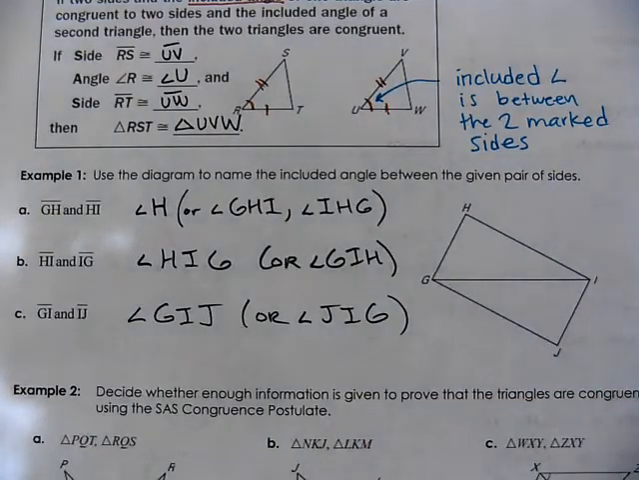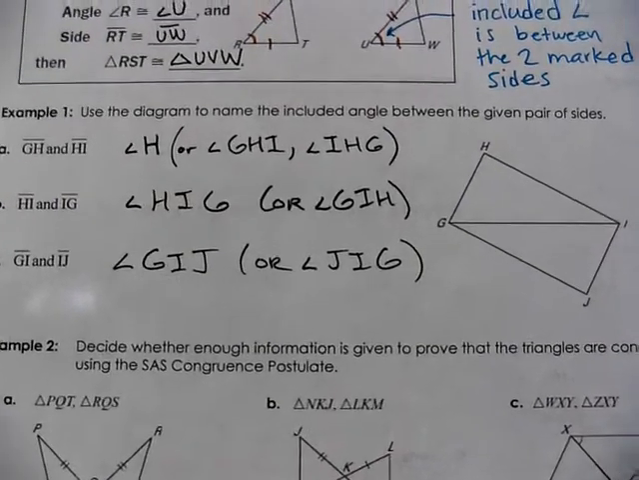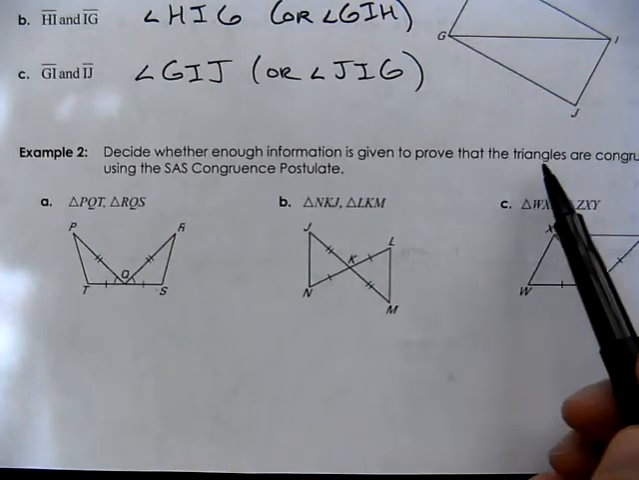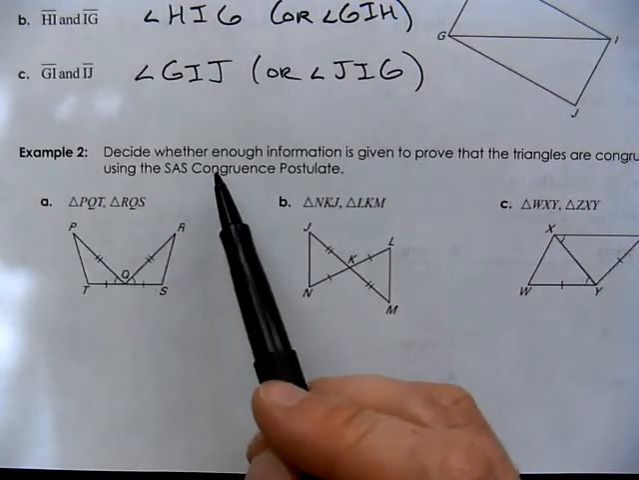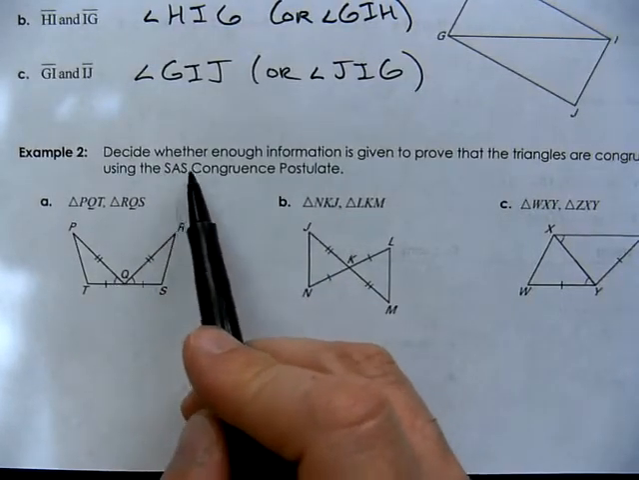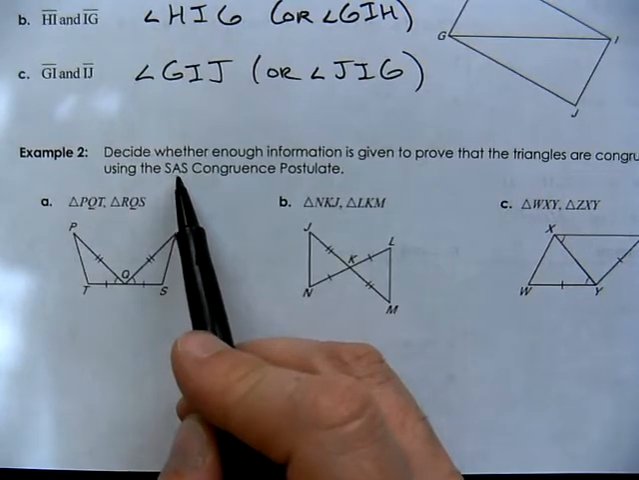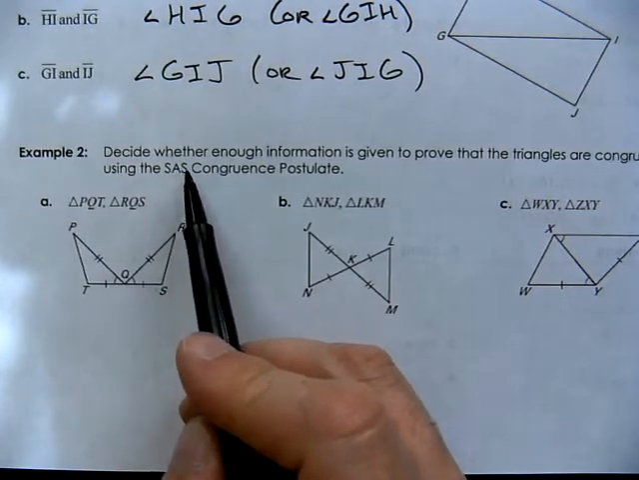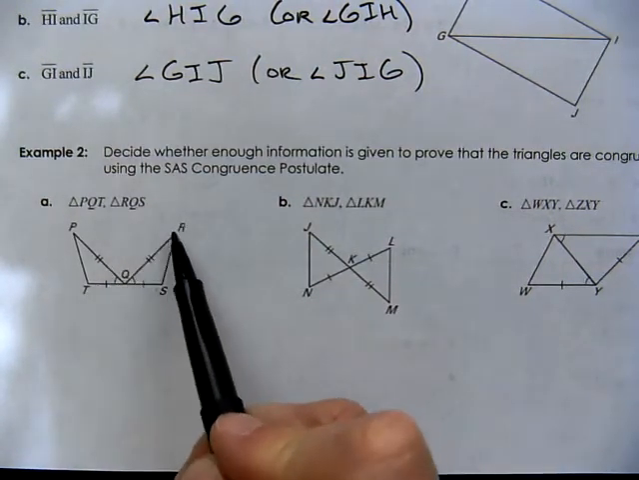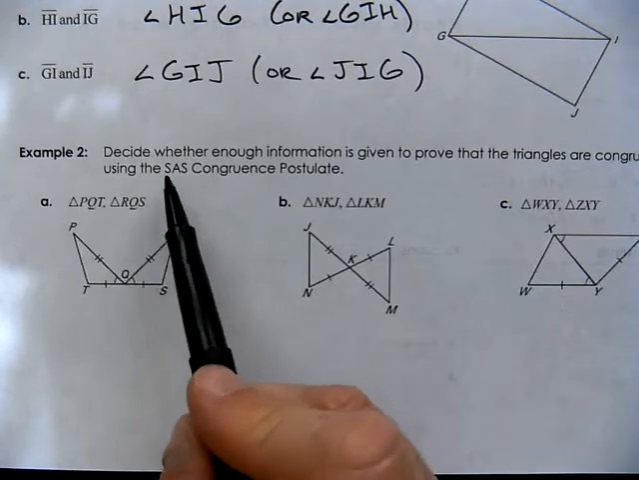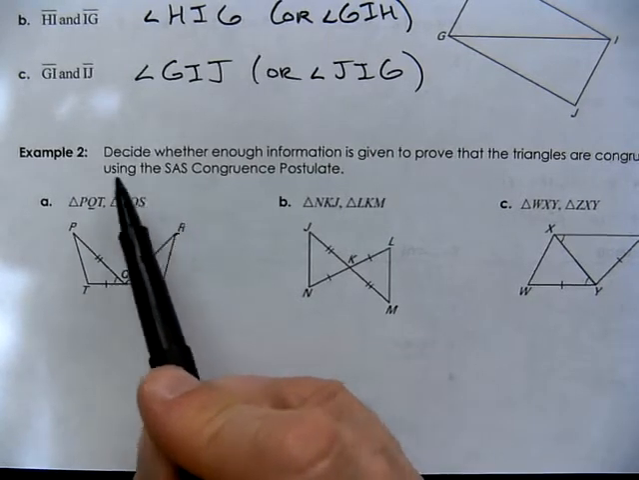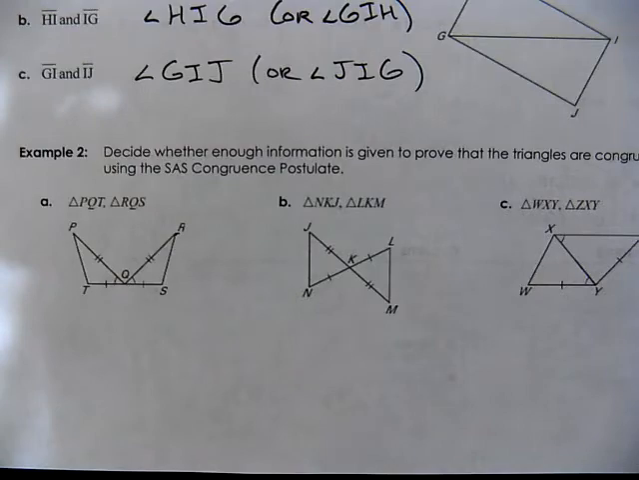Alright, example 2, let's practice identifying the pattern in these diagrams. Decide whether enough information is given to prove that the triangles are congruent using the side-angle-side congruence postulate, the side-angle-side pattern. So remember, you have to have two sides that are marked, and an angle, and the angle has to be between the two sides. That's what we're looking at. So we're looking at triangle PQT, and we're looking at triangle RQS, and we want to know if we have the patterns, the markings in the right place, in order to decide that the triangles will be congruent.